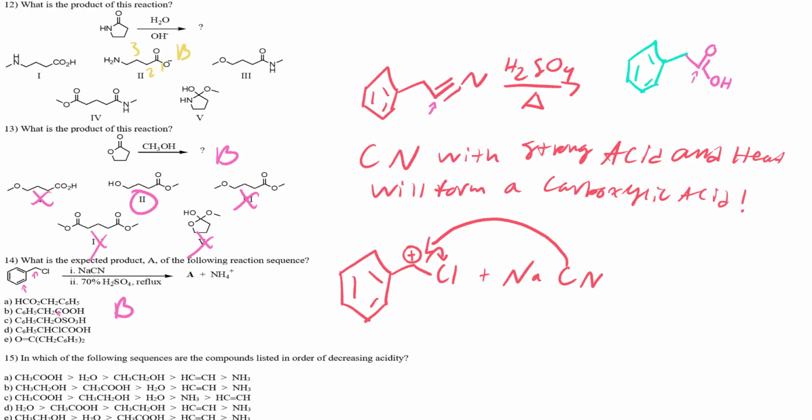Now, in which of the following sequences are the compounds listed in order of decreasing acidity? So we want the strongest acid, and then we go on to the weakest acid. Again, I know that carboxylic acid is going to be my strongest one. So we know that A and C are automatically good. So B is wrong, D is wrong, and E is wrong. So it's either A or C, right? And then we have water versus an alcohol. Now remember that water is a lot better than an alcohol. Water is like 15.7, and an alcohol is around 16. So A is looking pretty good.